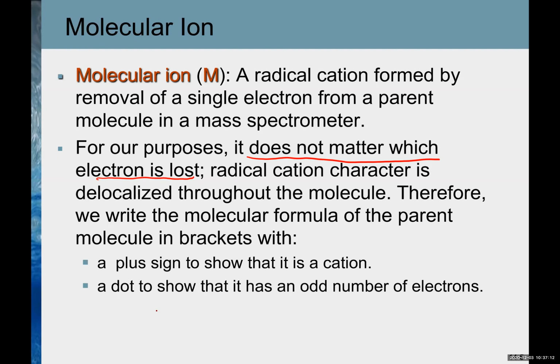So like Gabriela was saying, imagine if I know that the electron is being removed from this bond. Imagine, I don't know, but just for the sake of argument, let's say that it's being removed from this one. Then I would show my radical cation like that, because I know that it is removed from this, right?